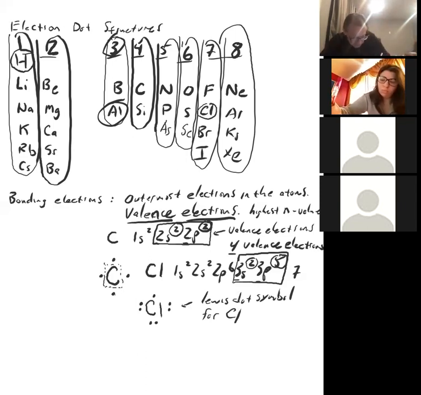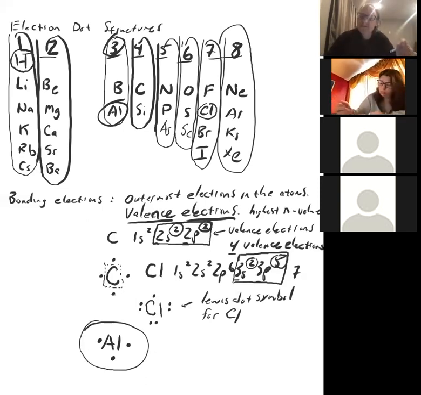So 3. Then we write Al, 3 dots, 1, 2, 3, and there's your Lewis dot symbol for aluminum. Very, very simple way to do it. Doesn't require us to do much analysis, okay?